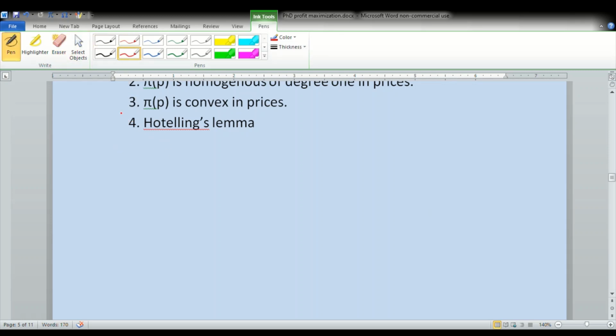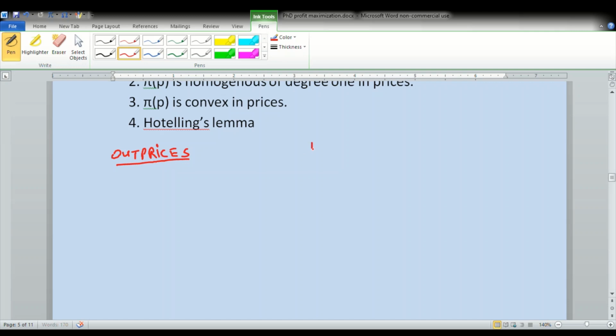So let's see what actually is the meaning of property 3, first in terms of output prices. We are saying that the profit function is convex in output prices. I want you to understand the meaning of this graphically.